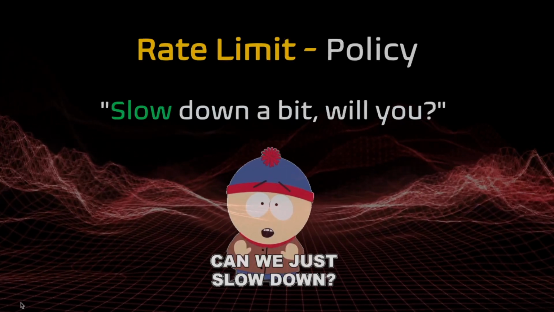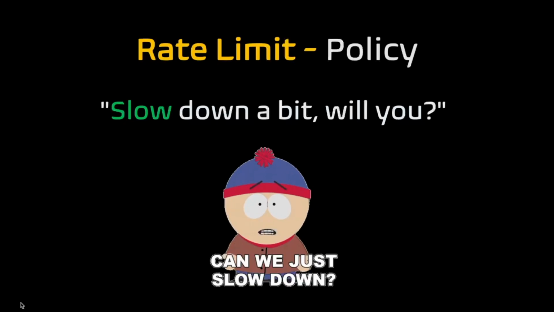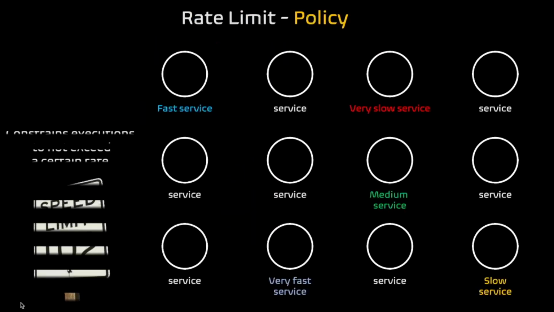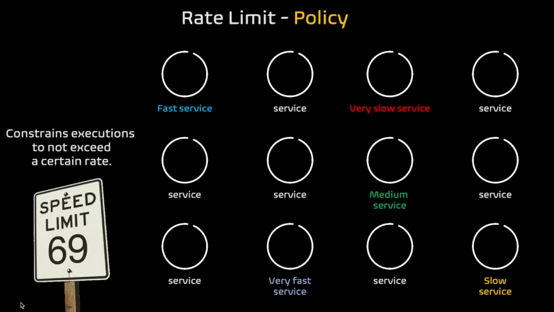The next policy is rate limit. With this policy, we are going to constrain execution to not exceed a certain rate. This can be useful if you have a database, for example, that can't handle 1000 queries per second. So limiting the speed can save us a lot of bugs, especially when we have limited resources. Let's see this in code.